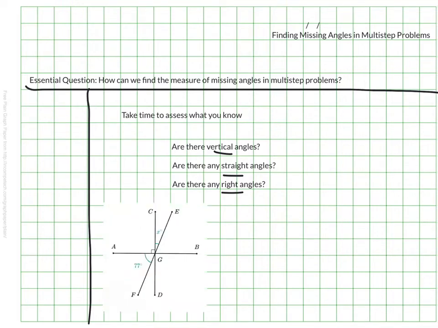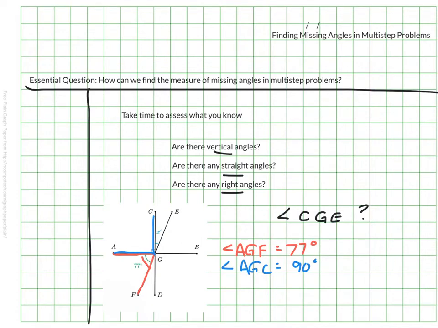Let's take a look at this example. We are looking for the measure of x, right? So what we're looking for is the measure of angle CGE. That's our question. And what we know is way over here. We know the angle of AGF is 77 degrees. That's been given to us. Something else we know is that angle AGC is labeled as a right angle. So that's 90 degrees.